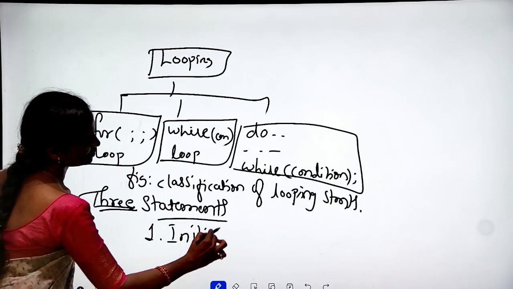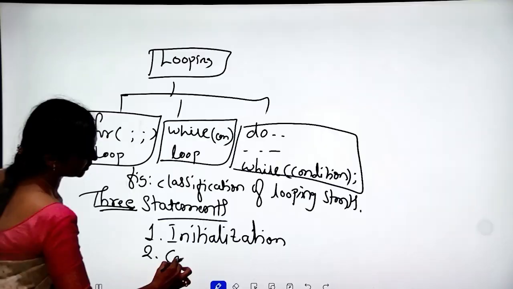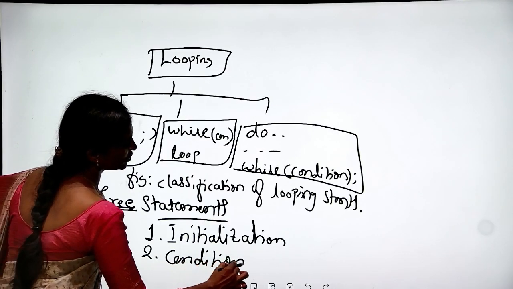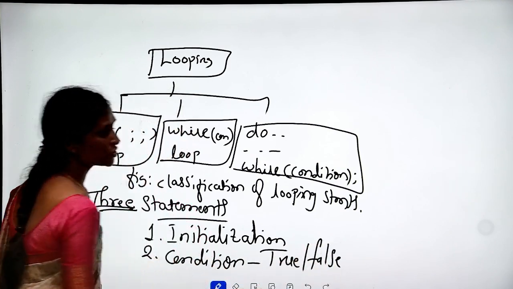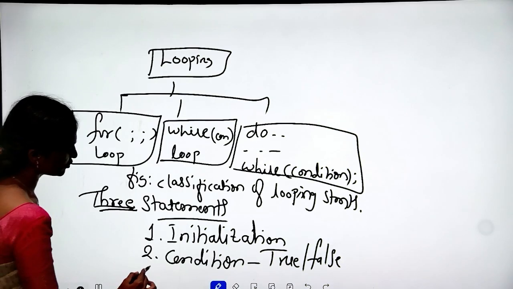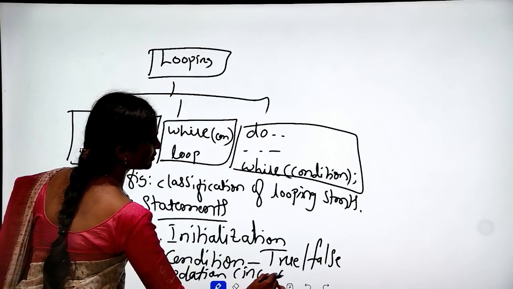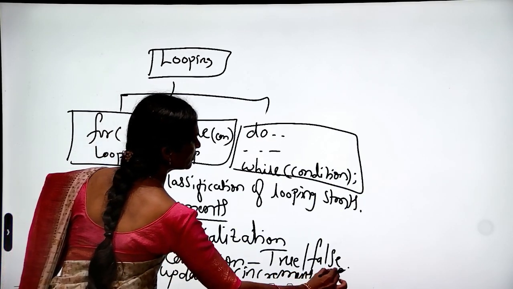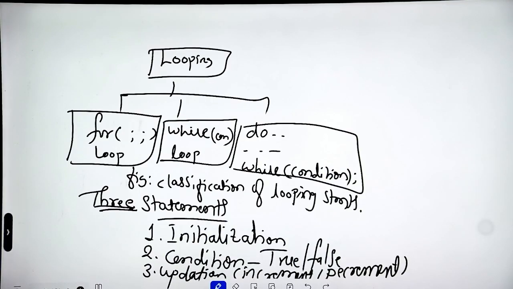Any looping, you must and should remember, must contain three statements. One, initialization. Second, condition. Based on this condition, it may be true or false, and based on that, the statement will execute. And third one is the updation. Updation means it may be an increment or it may be a decrement. So we must have an increment statement or a decrement statement.